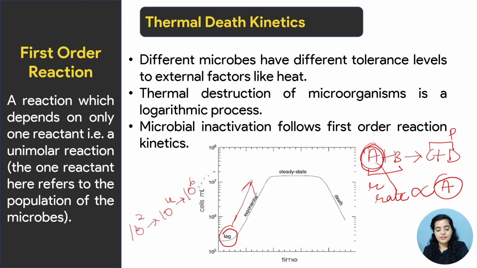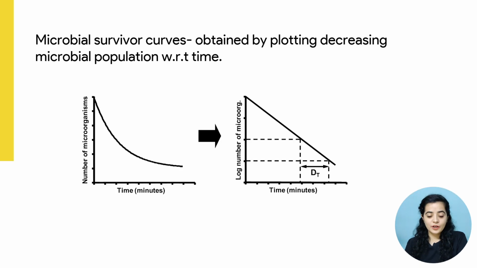A similar manner is followed in thermal death kinetics, meaning that the declination of the microorganism follows a pattern and it depends on a reactant, and the reactant in this case is N, that is the population of microorganisms. Whenever we plot this, with the number of microorganisms on the y-axis and time on the x-axis, we observe that as time increases, the number of microorganisms decreases in an exponential manner as discussed.